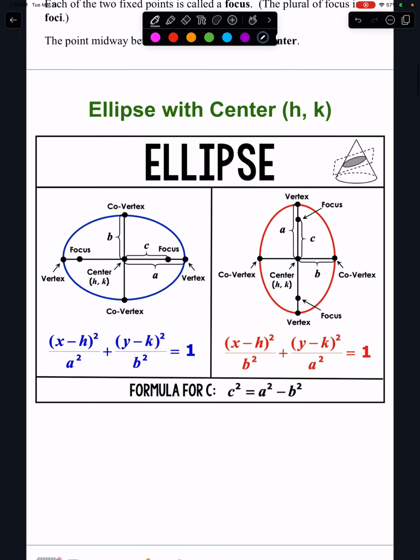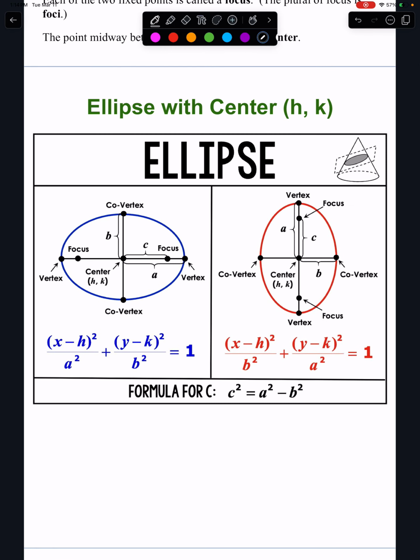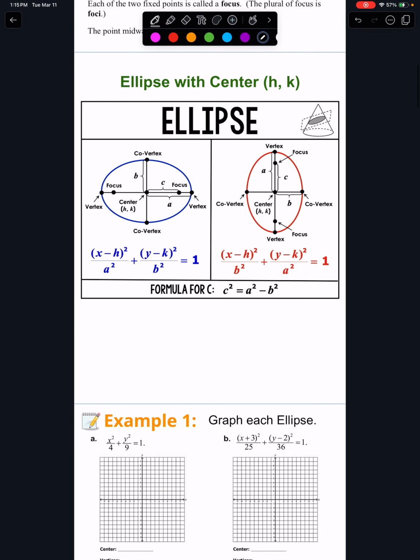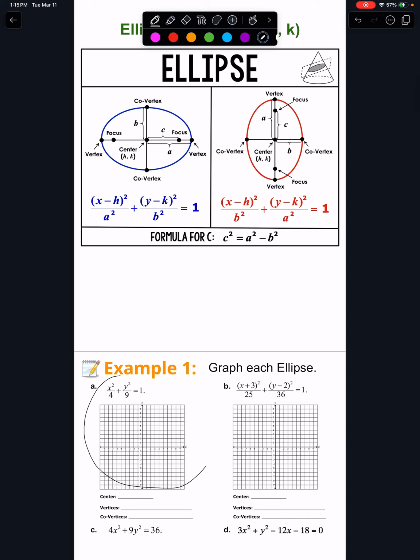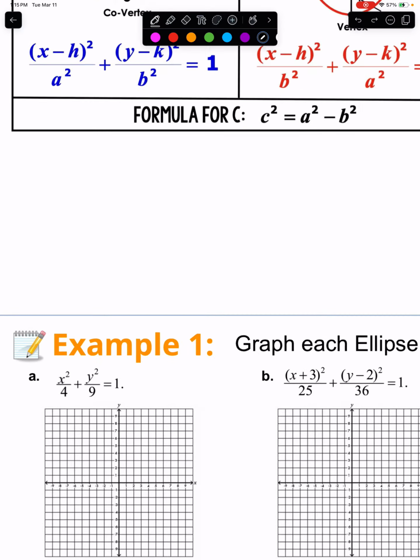Okay. When we have an ellipse with the center HK, the graph looks more like this. So this is the primary source we're going to be using when graphing ellipses. In fact, I'm going to zoom so it's half on the screen so you can see. I'm going to start with example 1 so you can see with our formula. If you notice, we're going to look at what value we have for our numbers. So this is really A squared and B squared.